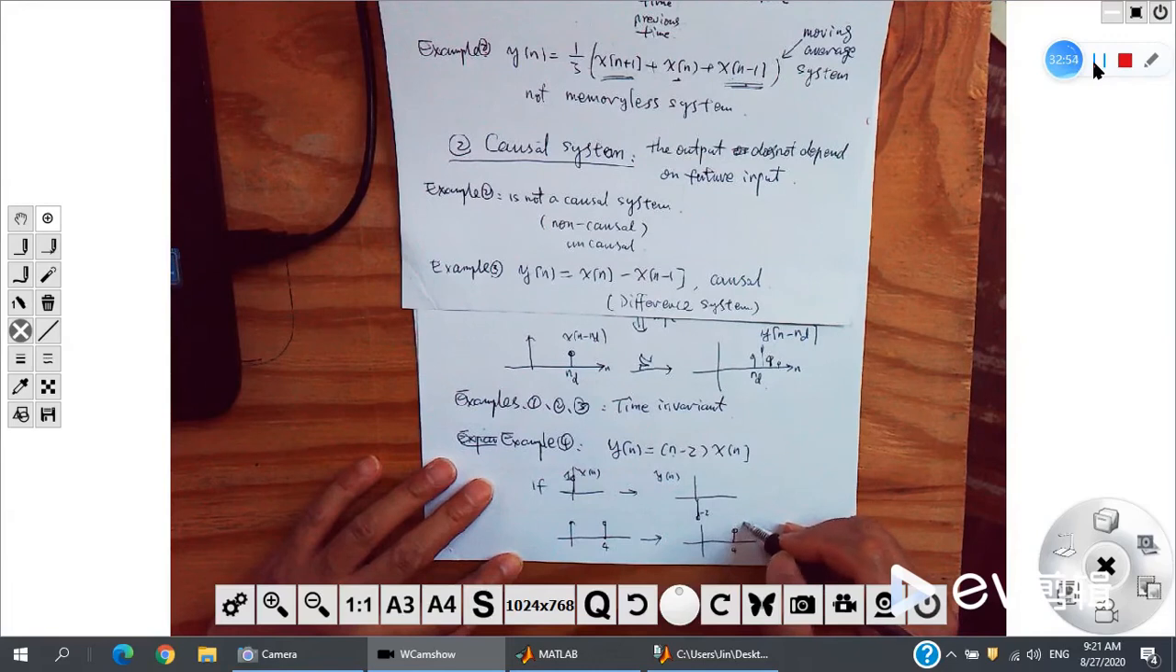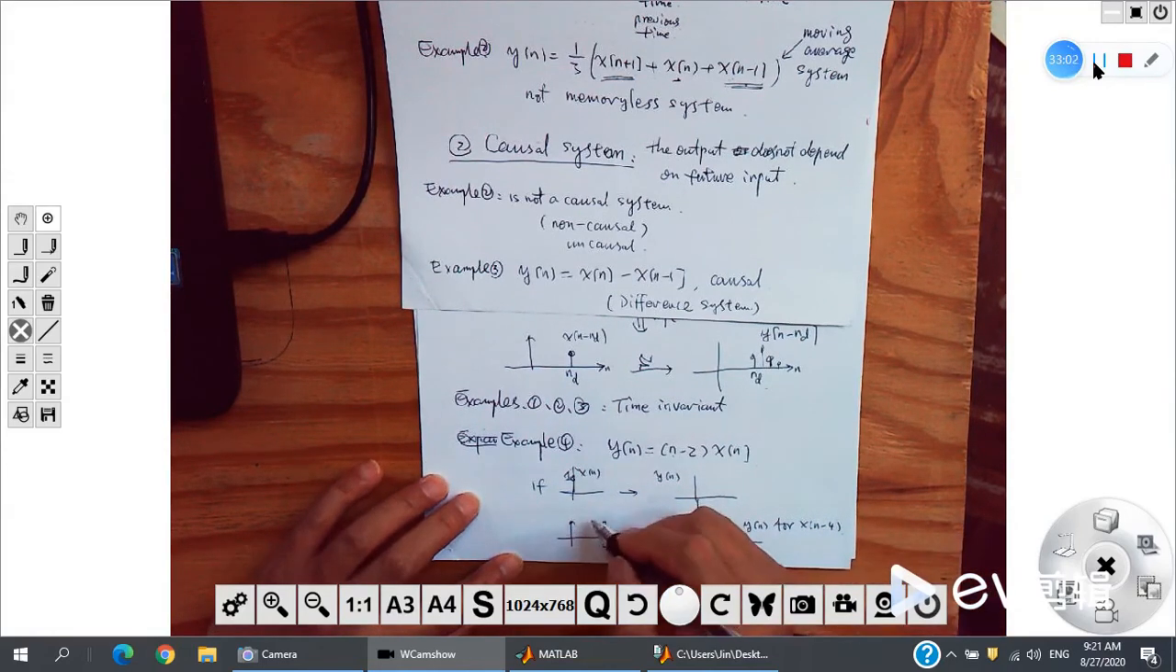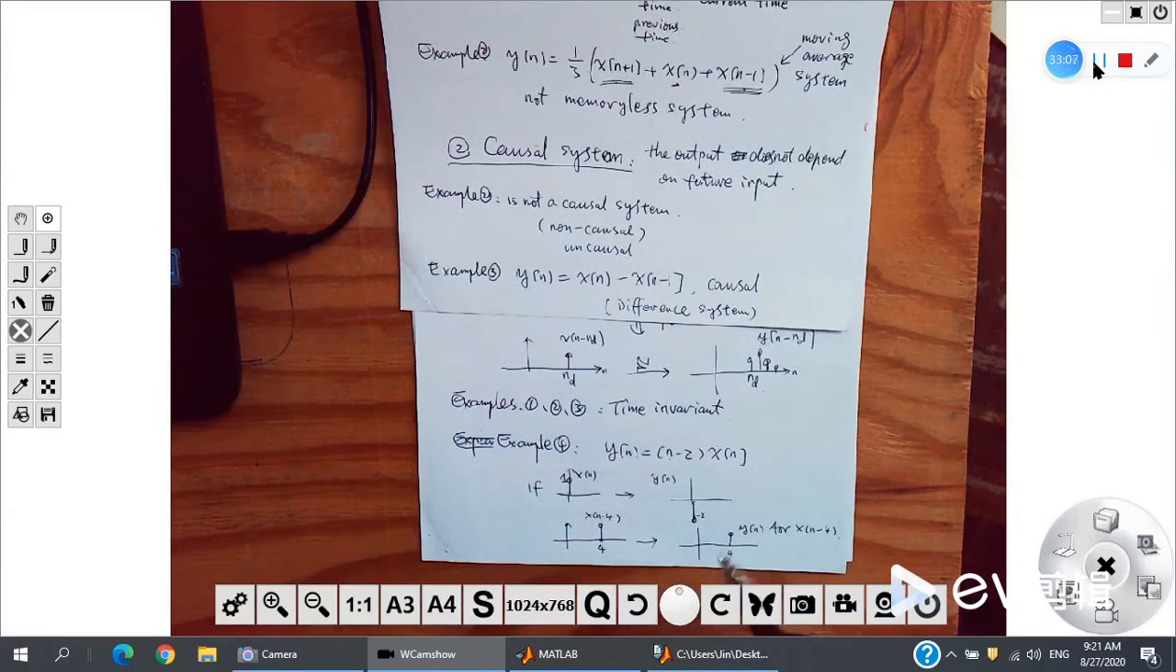So this is y of n for x of n minus 4. It changes. With no shift, you times -2 on it. If you shift by 4, you times +2 on it. Now it's +2, right? So at different times you have different output. The value of the output is different, right?